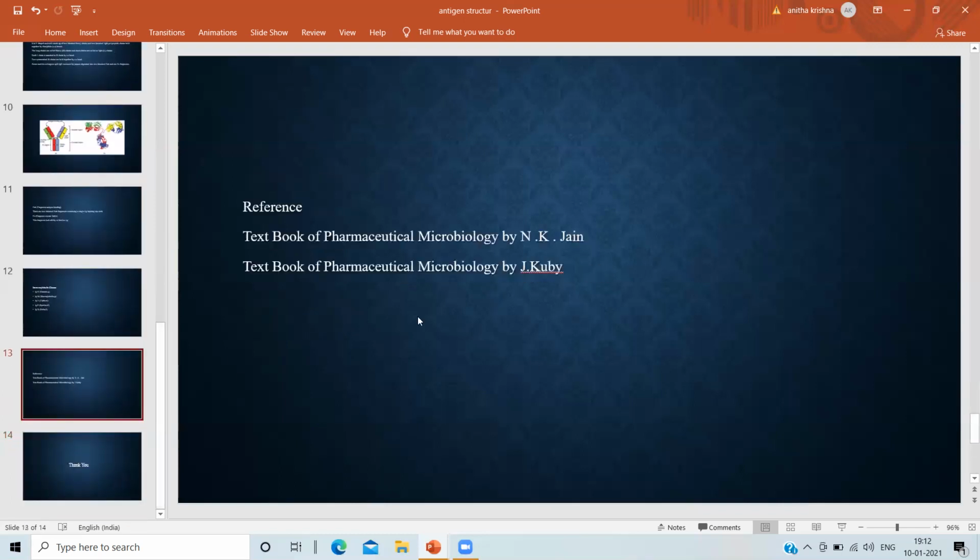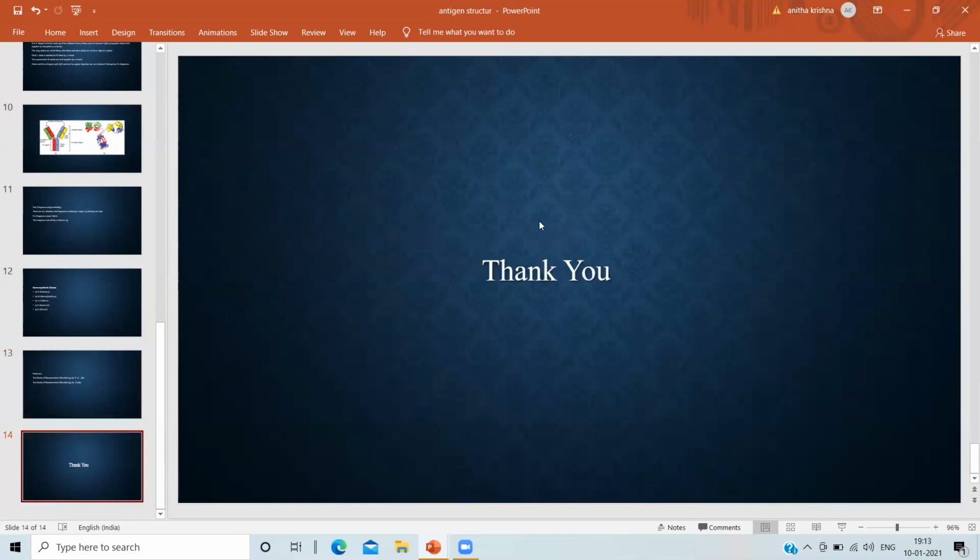With this, we have completed the structure of antigen and antibody. You can find this information in the textbook of pharmaceutical microbiology by NK Jain and also by JQB, and a lot of information is available on the net. If you have any doubts, just go through the topic once, and feel free to ask me anytime. I hope you understood the topic.